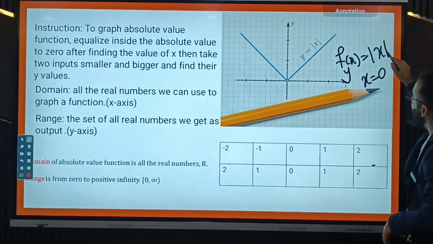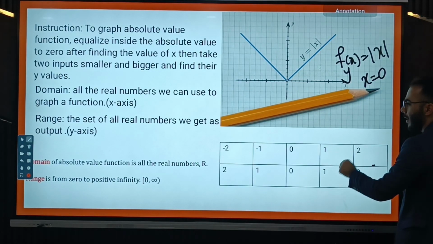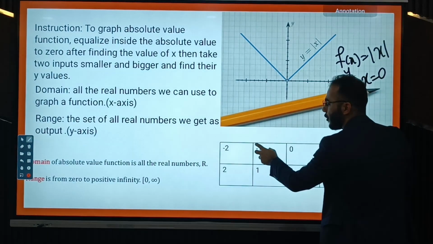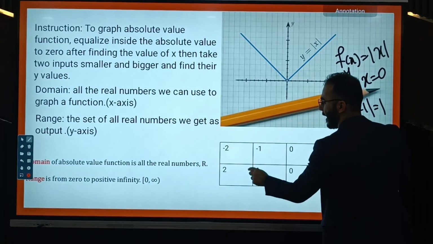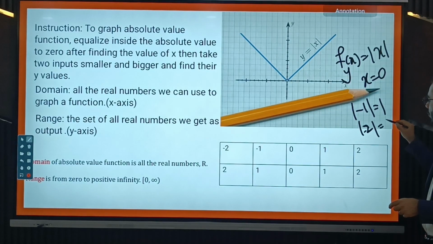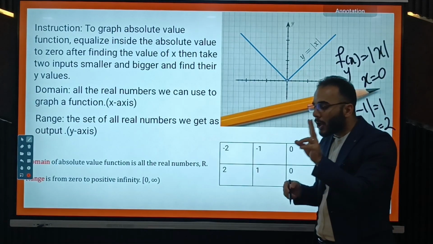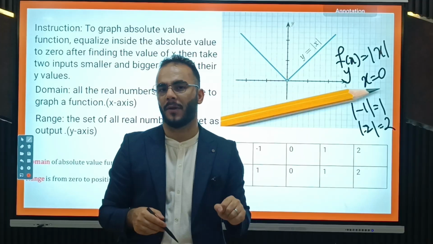Absolute value of 0 is 0. Absolute value of 1 is 1. Absolute value of 2 is 2. How about absolute value of negative 1? It's equal to 1. Absolute value of negative 2 is equal to positive 2. Okay, what was the job of absolute value? It makes everything, the result, positive. Perfect. There are two important notes regarding the absolute value function that you must know.